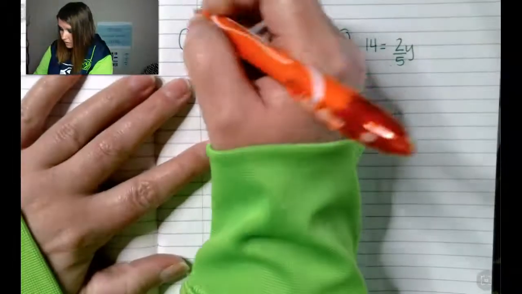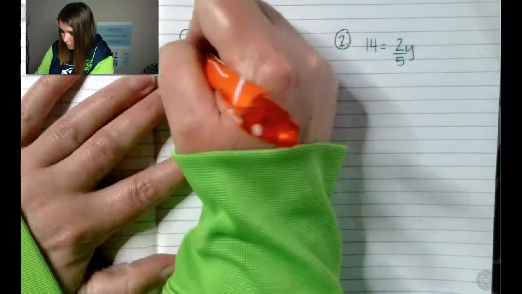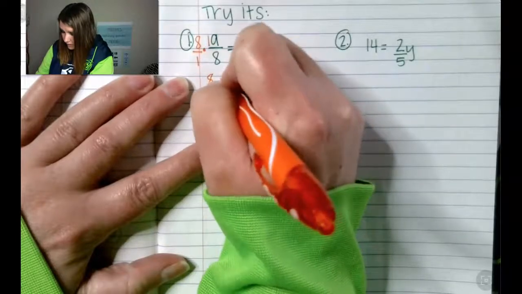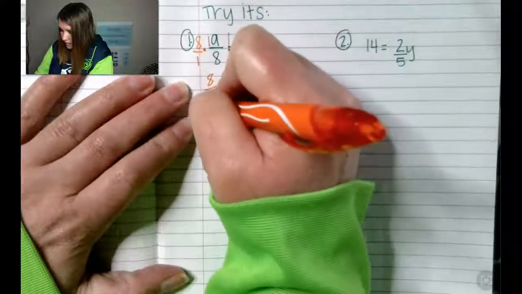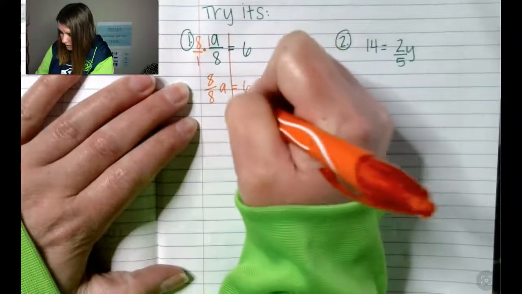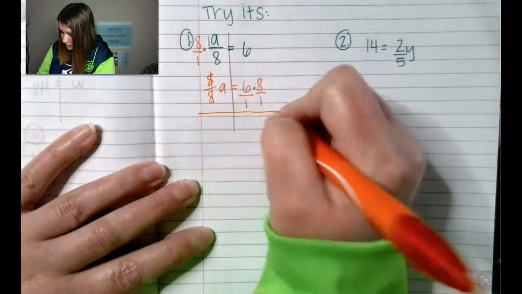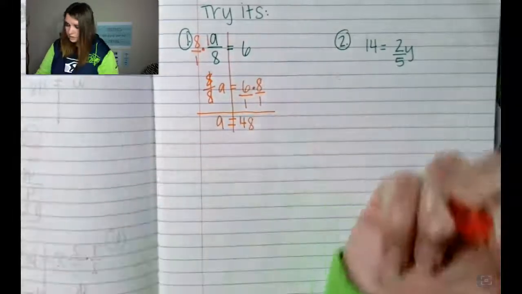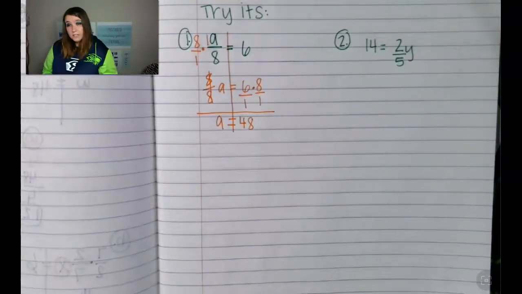Okay, so this is the same as saying 1/8. And I can multiply by 8 over 1. This gives me 8 over 8a, which is equal to 6. If I multiply by 8 over 1 here, I have to multiply by 8 over 1 here. This gets rid of this. I now have a equals 48. A equals 48. But I have to check it.